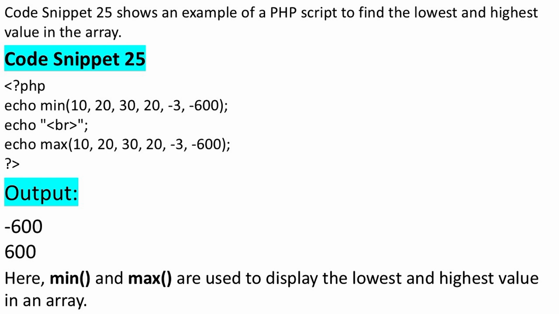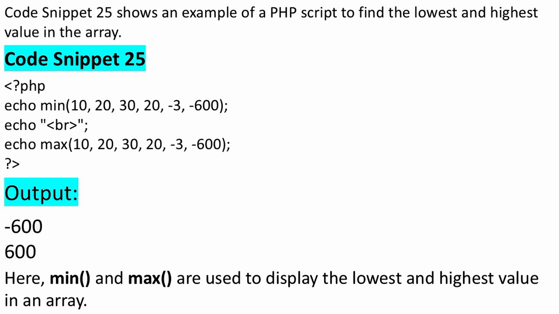The script begins with the PHP opening tag, and then the first line uses the min function like this: echo min(10, 20, 30, 20, 3, 600). Here, PHP is given a list of numbers, 10, 20, 30, 20, 3, and 600. The min function goes through each of these values and identifies which one is the smallest. If you observe the list carefully, 3 is the lowest number among them. So when this code runs, PHP displays 3 as the output.